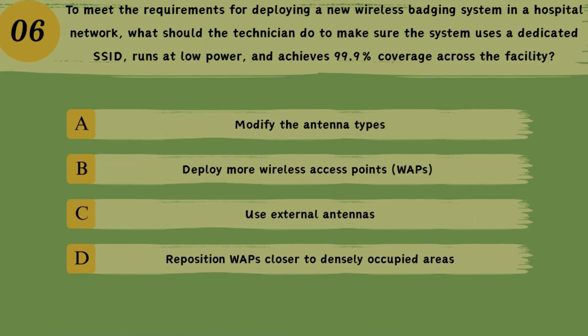Question 6. To meet the requirements for deploying a new wireless badging system in a hospital network, what should the technician do to make sure the system uses a dedicated SSID, runs at low power, and achieves 99.9% coverage across the facility? A. Modify the antenna types. B. Deploy more wireless access points. C. Use external antennas. D. Reposition WAPs closer to densely occupied areas. Correct answer? B. Deploy more wireless access points.